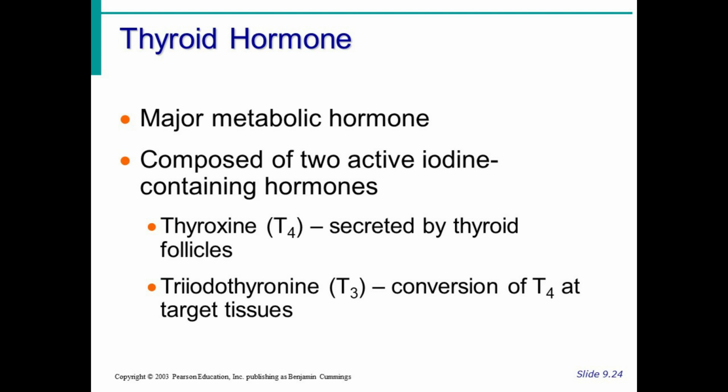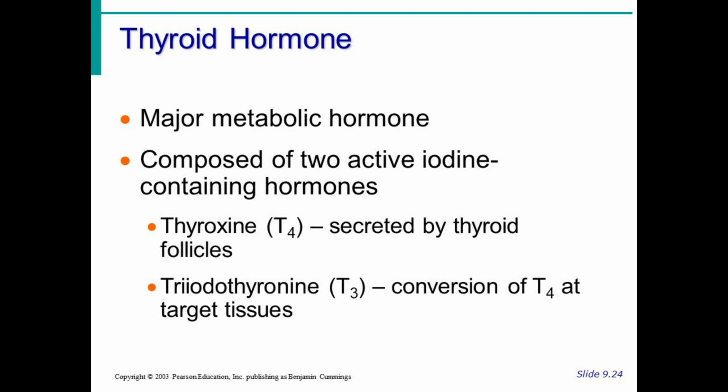So we have the thyroid hormone. Again, there are two types of hormones produced in our thyroid gland: the thyroid hormone and our calcitonin. The thyroid hormone is a major metabolic hormone. It is composed of two active iodine-containing hormones, which we call T4 or thyroxine, which is secreted by the thyroid follicle. The other one is triiodothyronine or T3, which is a conversion of T4 at a target tissue. Together, these hormones regulate your body temperature, metabolism, and heart rate.